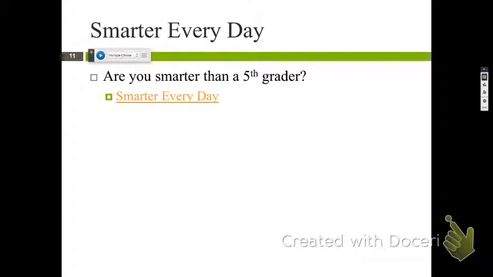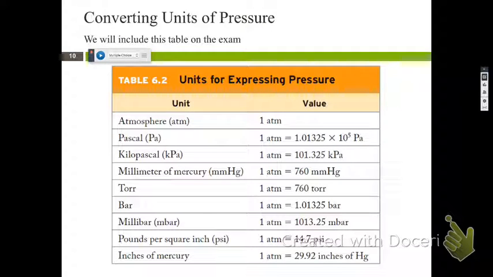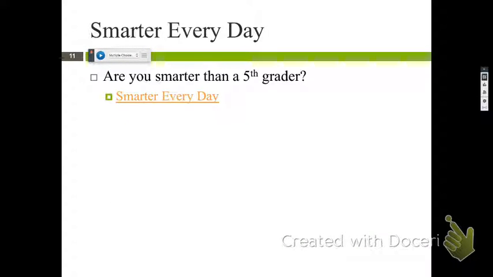Are we going to have to memorize this? Nope, you have to be able to use it. On an exam, I would give you this table, and you need to know how to convert between units or to use the appropriate value of R. All right, let's watch a little video.